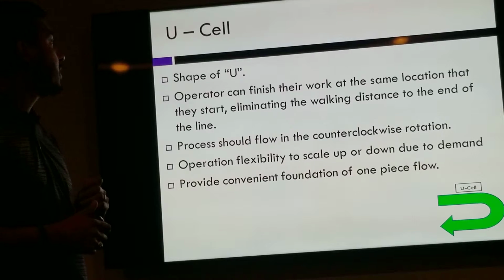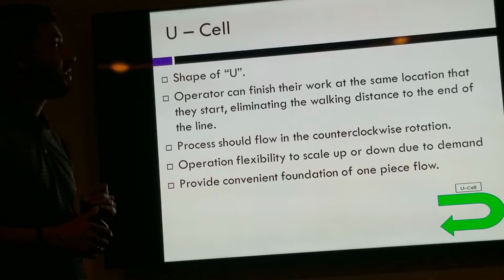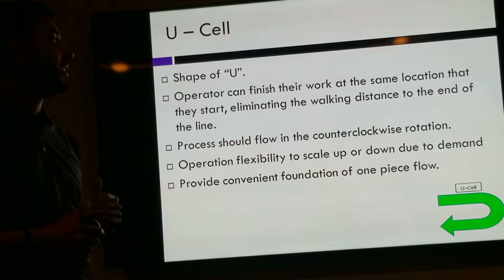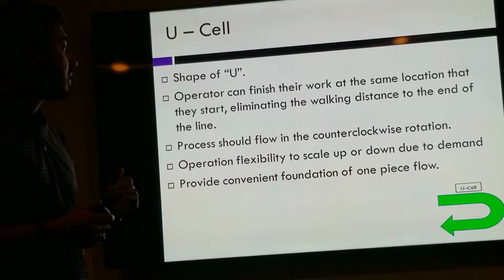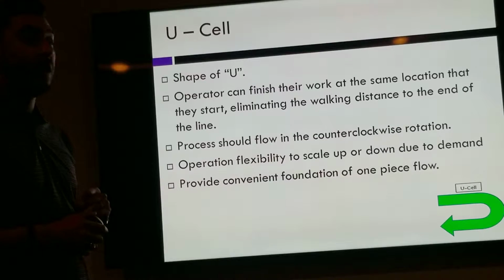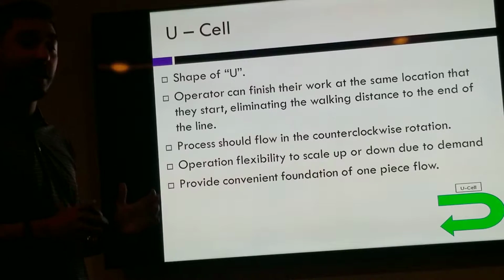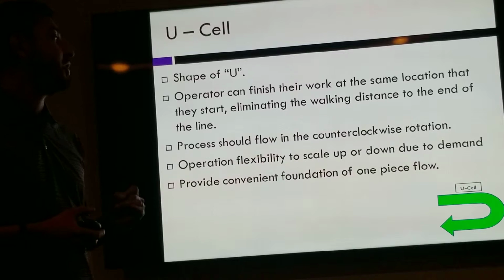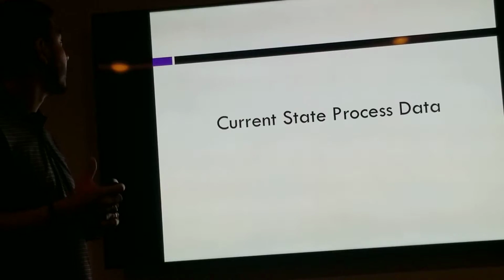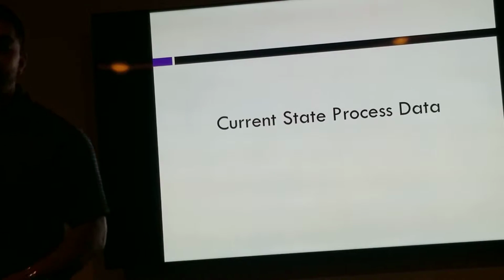So, talking about U cells, it is in the shape of a U, as the name gives it. The operator can finish their work in the same location that they start, eliminating the walking distance to the end of the line. Process flow is in a counterclockwise rotation. There is operation flexibility to scale up or down depending on the demand. We can provide a convenient foundation of one-piece flow. And my colleague will talk about the current state process data. Michael Bradford.